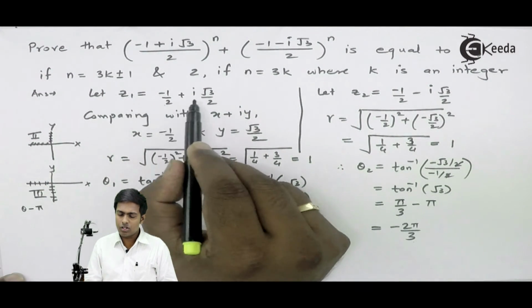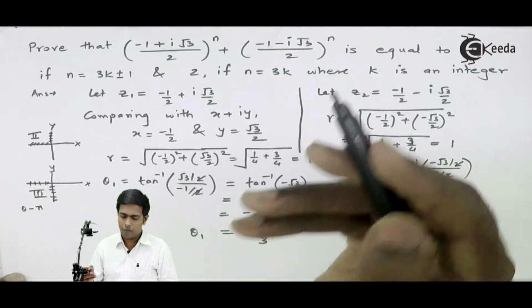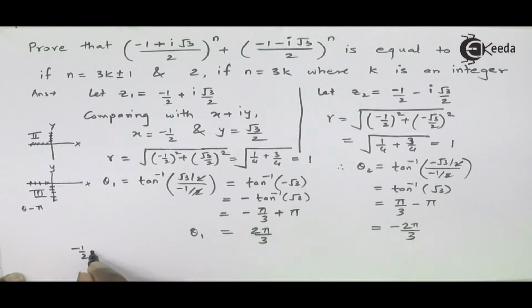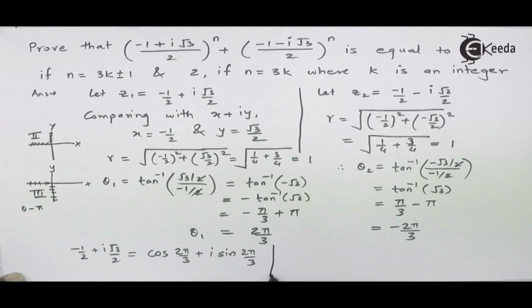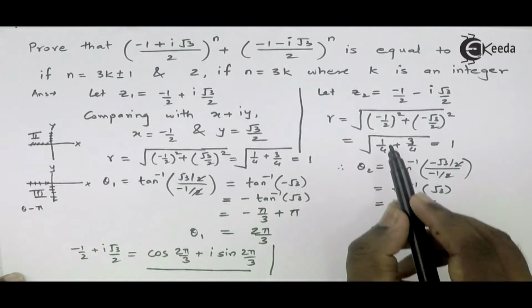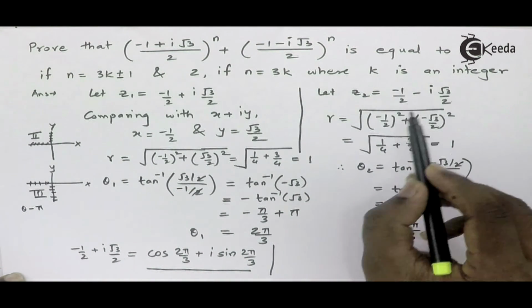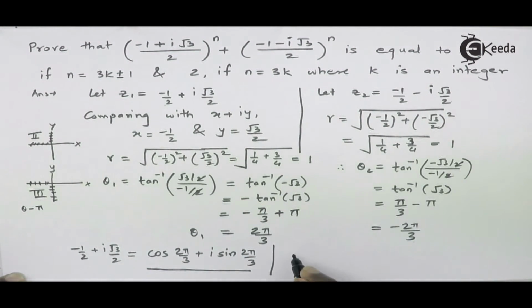So this first number, if I convert it into polar form, I will get -1/2 + i√3/2 equal to r, which is 1, times (cos θ + i sin θ), where theta is 2π/3, so cos 2π/3 + i sin 2π/3. Similarly, if I convert this second complex number from Cartesian form to polar form, let's see what we get. We will get -1/2 - i√3/2 equal to, now the polar form is r(cos θ + i sin θ).